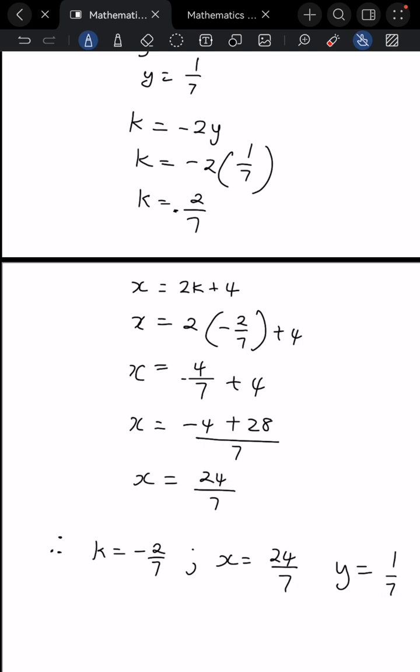Maybe I made a mistake somewhere because it's a bit too long, but this is the process, the method you're going to use to find x, y, and k. As far as I'm concerned, I didn't make any mistakes, so these are my answers: x, y, and k.